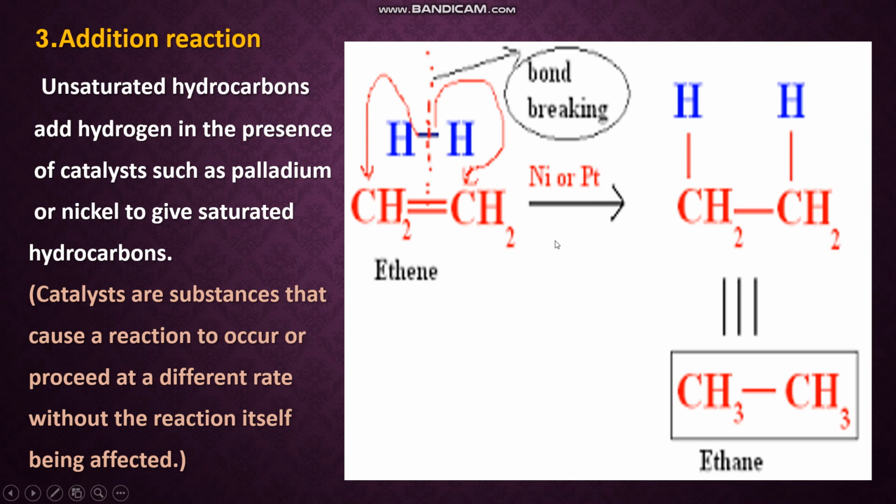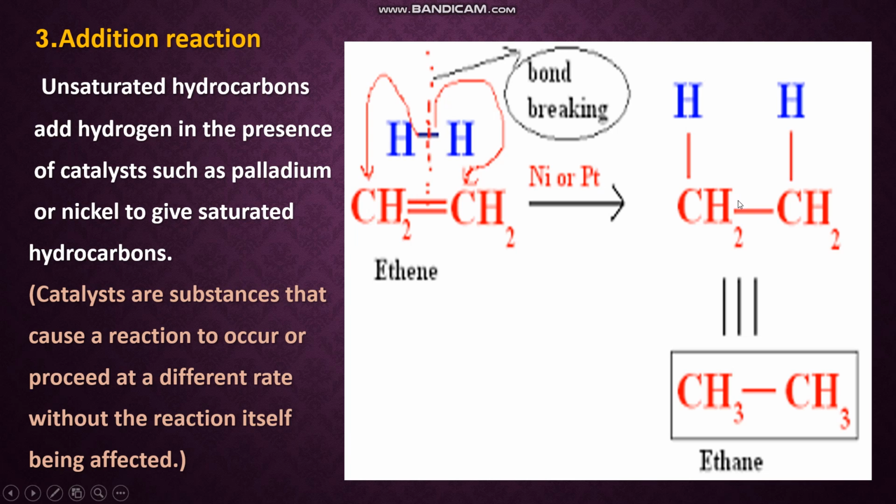The mechanism of the reaction is not required to be learned at this level. In higher classes you will learn that. Just understand what is happening here. The double bond became a single bond. How did it become a single bond? By the addition of hydrogen. Each carbon has one hydrogen added and the double bond is broken.